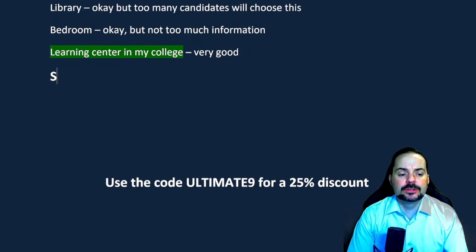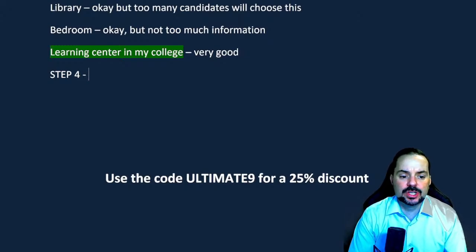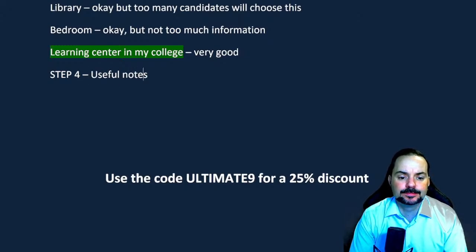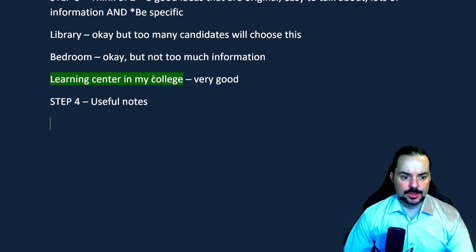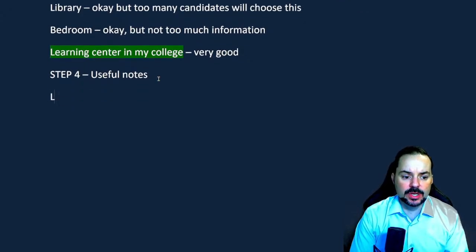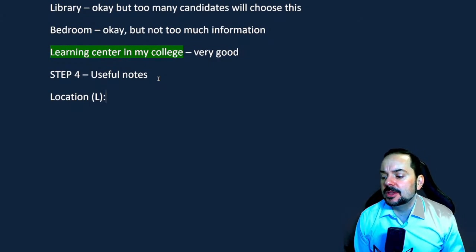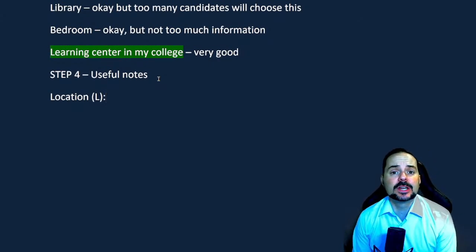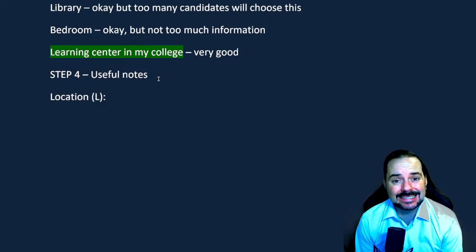Okay, so now we want to go through step 4, which is useful notes. So first of all is location. Now you wouldn't write location in your notes, you just remember it. If you want to, you could write the letter L to remind yourself that you're writing about the location. So give me the location of the study center at school. Let's see your notes. I'm going to write my own. It doesn't matter. This is for practice, okay?